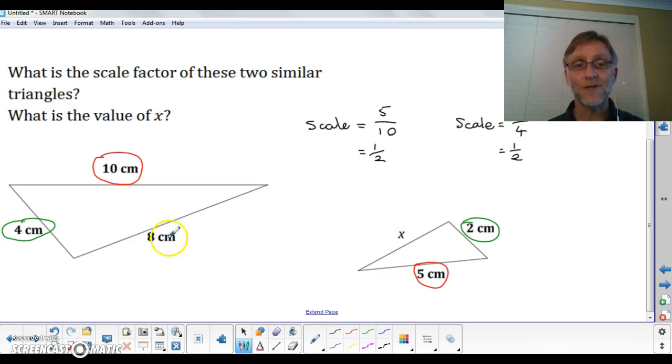And now I should be able to figure out how to get from 8 to x. Well, x has got to be 8 times the scale factor, which is 4. So I can cross that off and put a 4 there. That's the answer to the question.